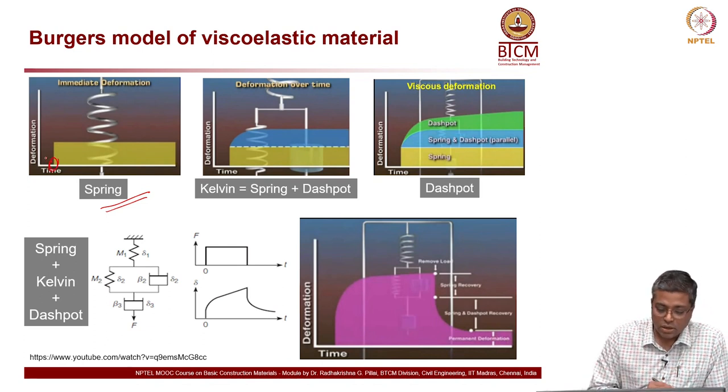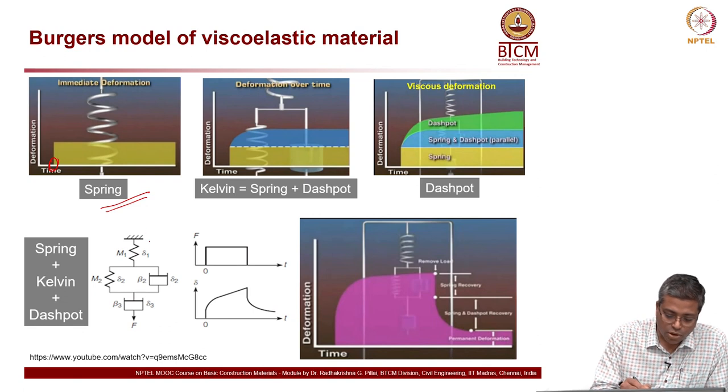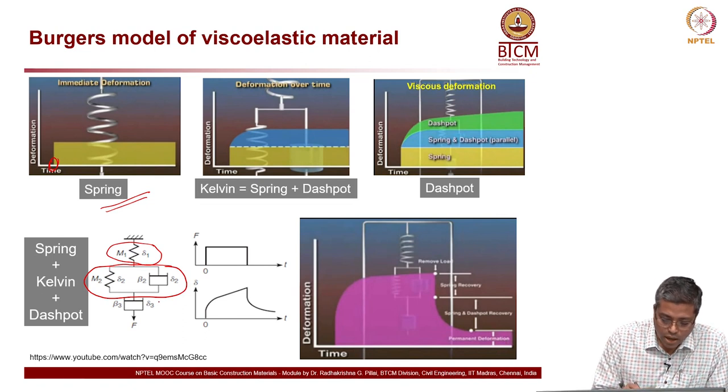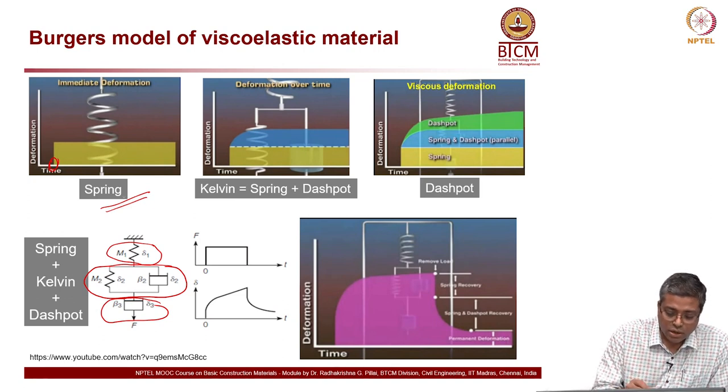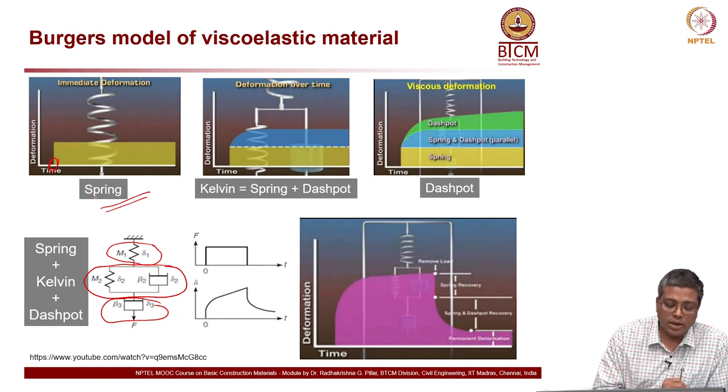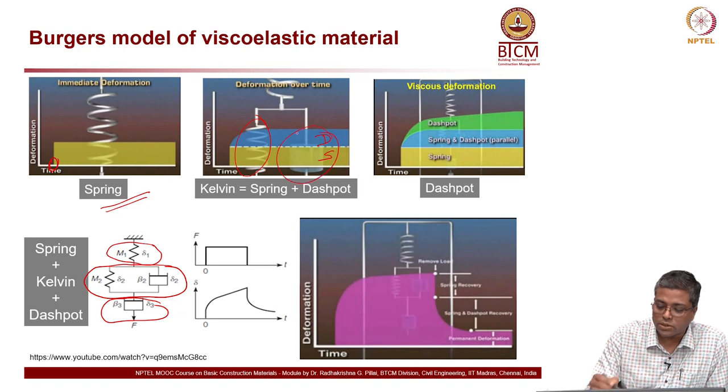So time t0 is this. Before I go into the graph, let me show you what this model looks like. This is a spring model here, and then you have a spring and dashpot placed in parallel, which we call the Kelvin model, and then you have a third one which is a dashpot model alone. So these are spring, Kelvin and dashpot put in series. The first one on the top left is the deformation due to the spring model, or immediate deformation. The second one is the Kelvin model, which has spring and dashpot. The blue region is because of the viscous flow. You can see in the background of this curve, you have a spring shown and also a dashpot shown.